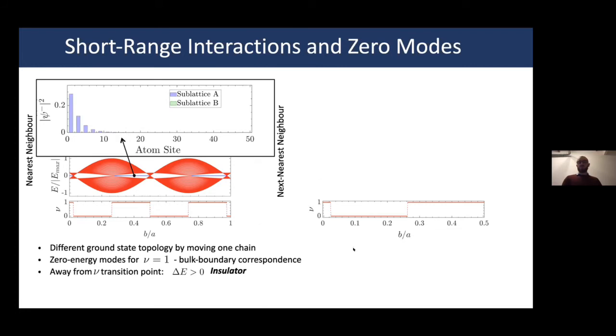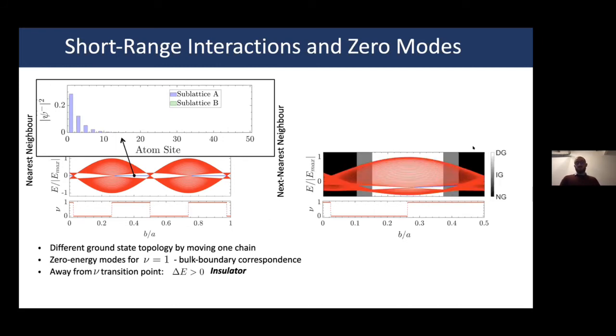This doesn't actually alter the winding number calculation at all. Here I've only gone up to 0.5 because there is this reflection in B, or this repeating nature. However, this does affect the energy levels. So we see here some edge states still being retained, but the symmetry and the energy is certainly lost.